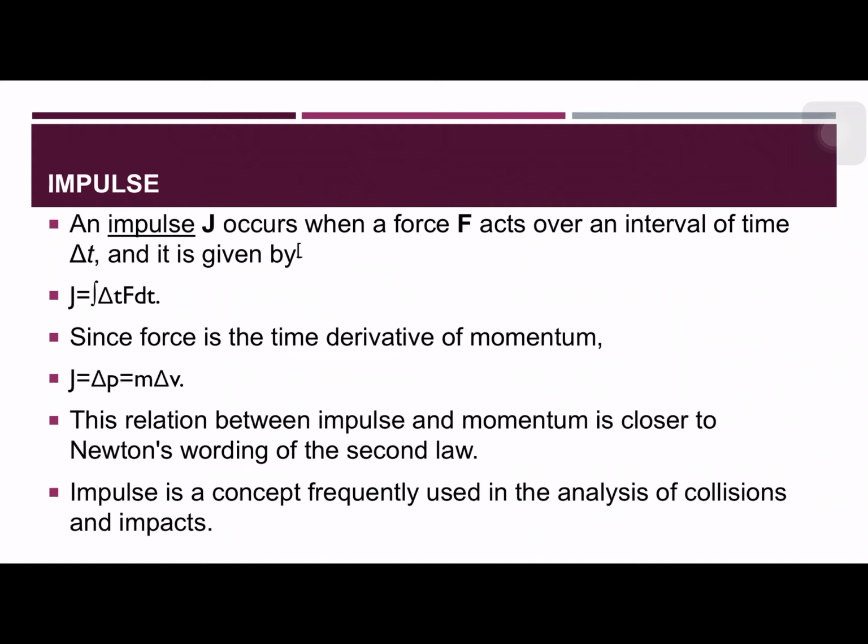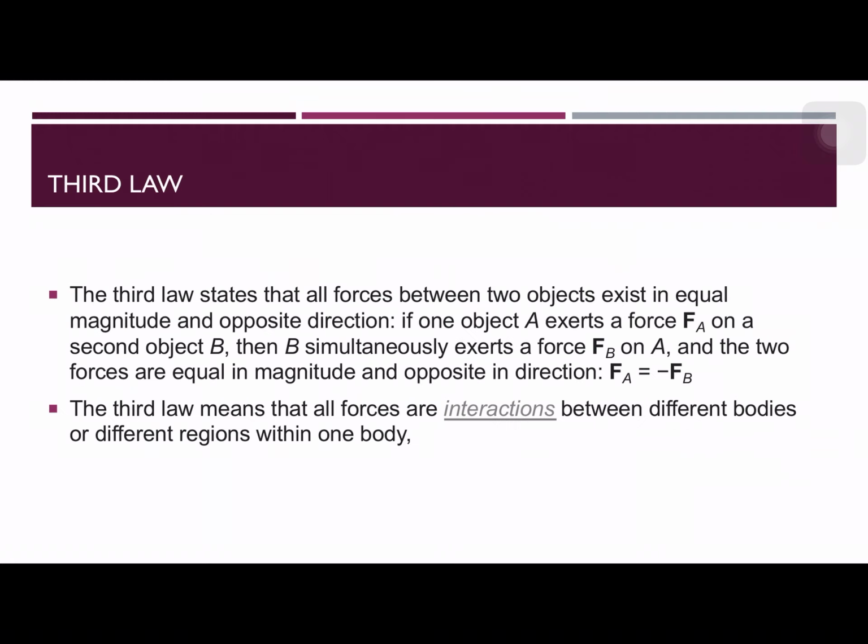This is the translation. So an impulse J bar occurs when a force F bar acts over an interval of time delta t, and it is given by J bar equal to the integral over delta t of F dt. Since force is the time derivative of momentum, J equals delta p, that equals m into delta v. This relation between impulse and momentum is closer to Newton's wording of the second law. Impulse is a concept frequently used in analysis of collisions and impacts.